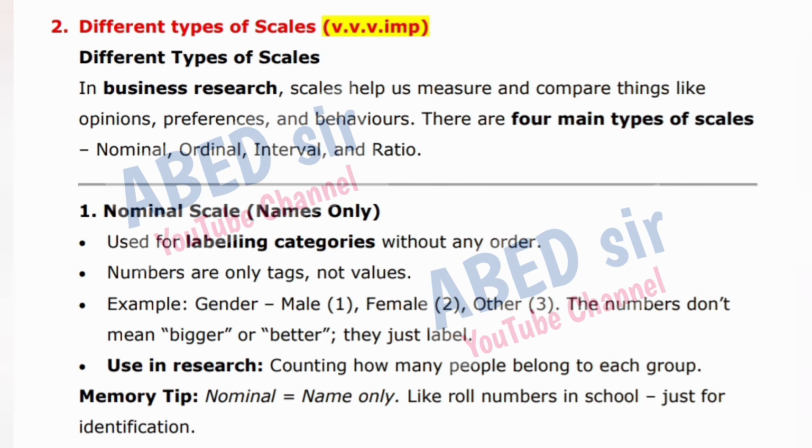1. Nominal scale, names only. Used for labeling categories without any order. Numbers are only tags, not values. Example: gender male, 1, female, 2, other, 3. The numbers don't mean bigger or better, they just label. Use in research, counting how many people belong to each group. Memory tip: nominal is equal to name only. Like roll numbers in school, just for identification.